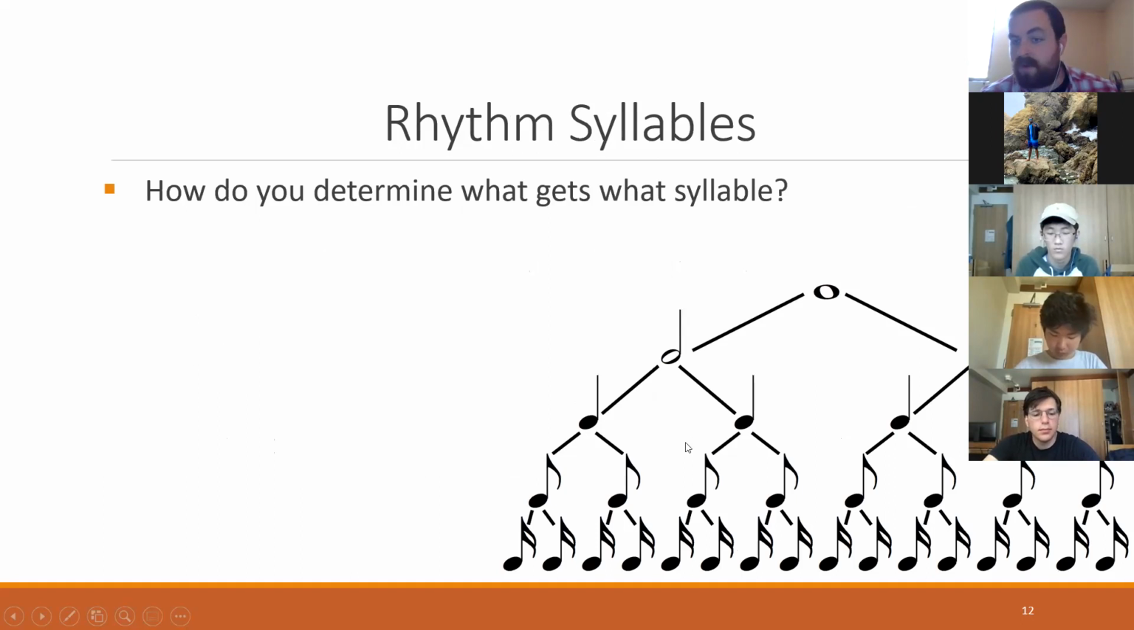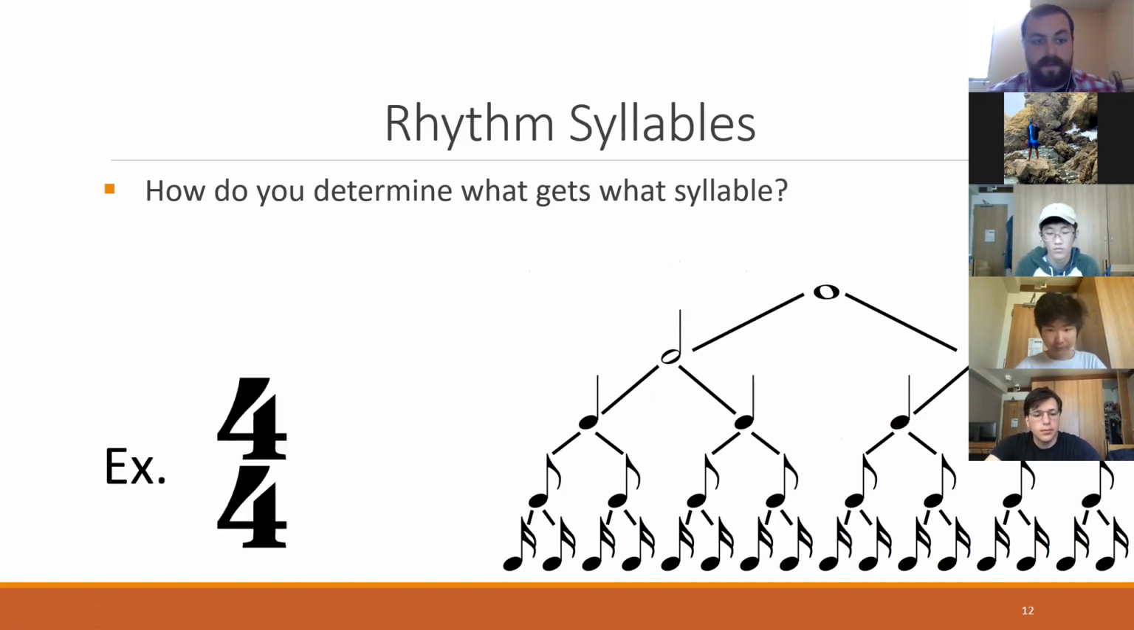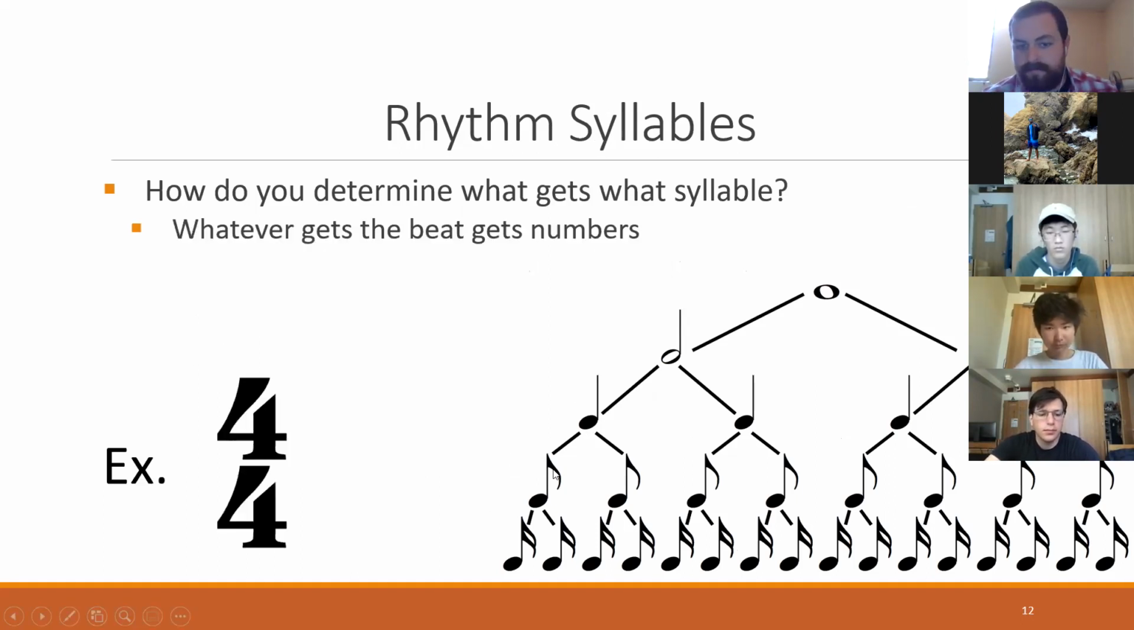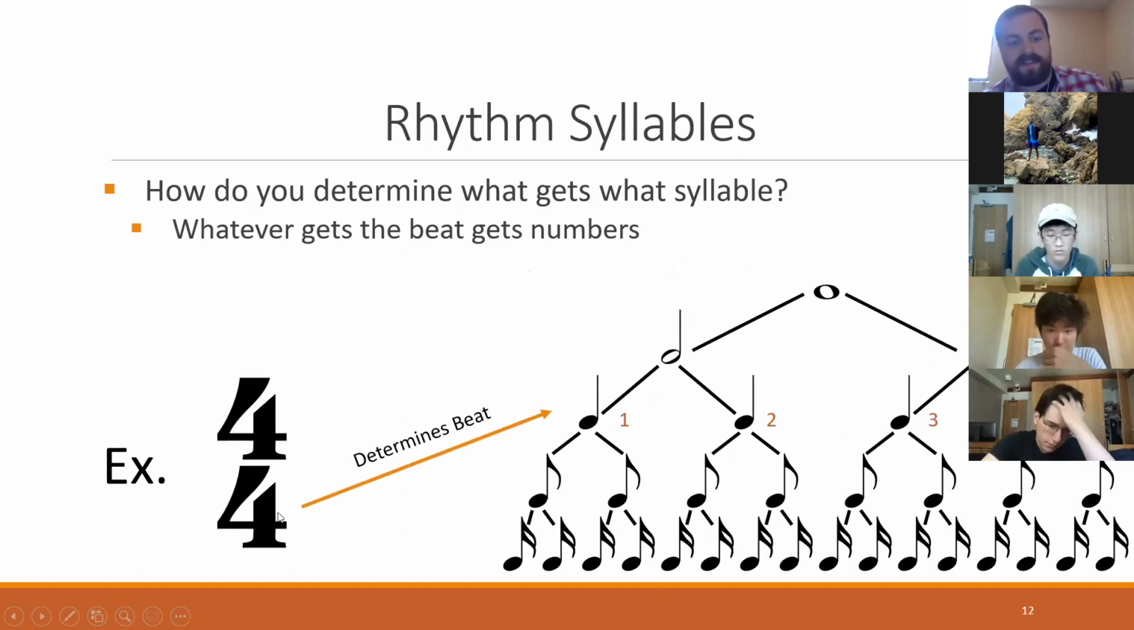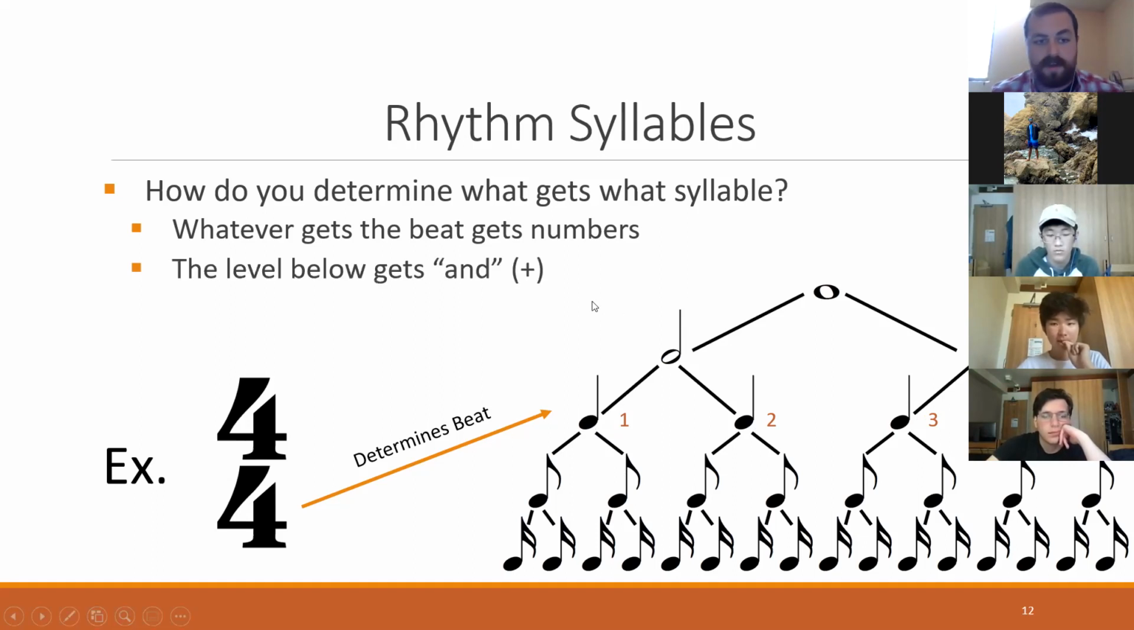So how do you determine what gets the syllable? How do you know? Well, if we're in 4/4, whatever gets the beat gets numbers. If we're looking at a rhythm tree here, this rhythm tree happens to coincide to a measure of 4/4. The bottom number determines the beat. So you think about your rhythm tree. If the quarter note gets the beat, every time you see a quarter note, it goes 1, 2, 3, 4. Now, if whatever you have is less than a quarter note, you need to figure out how much. The level below gets and.